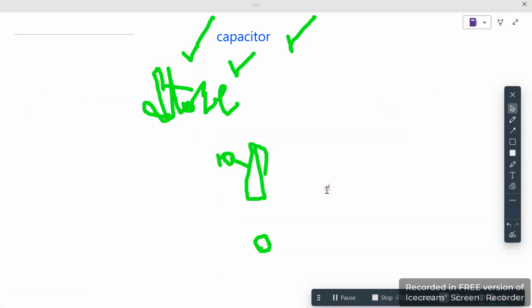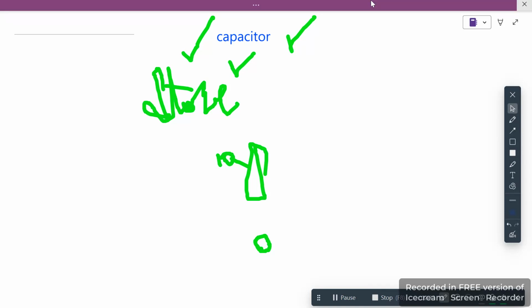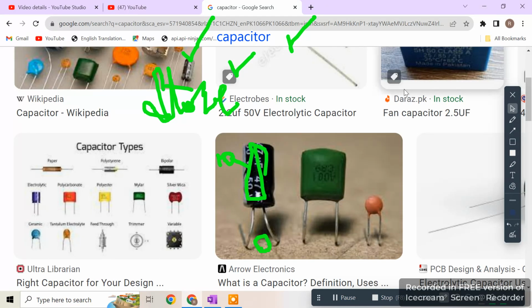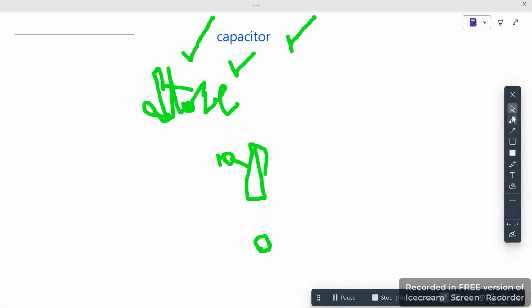So here, if I take a battery, we have two plates, one positive, the second negative. If I attach them to the battery, the battery provides them the ability to help in storing. So here this is the capacitor. We can attach a capacitor, and we can also attach a battery. So what is the difference?